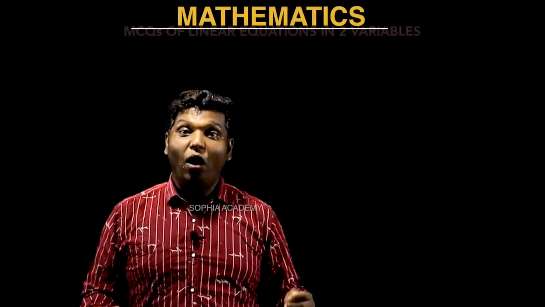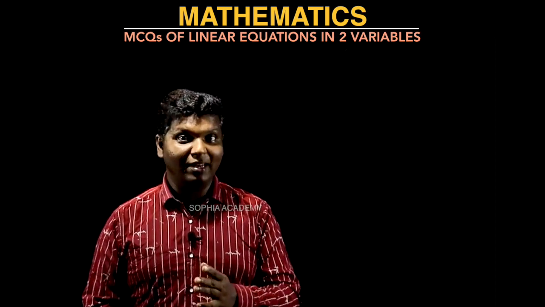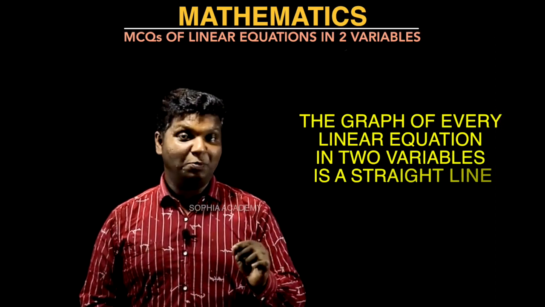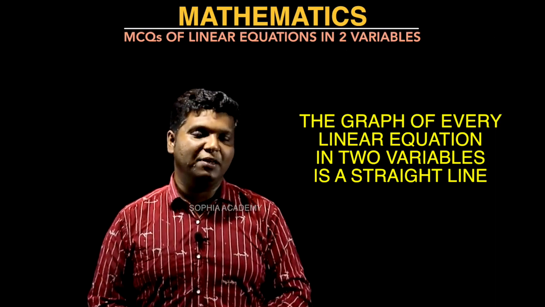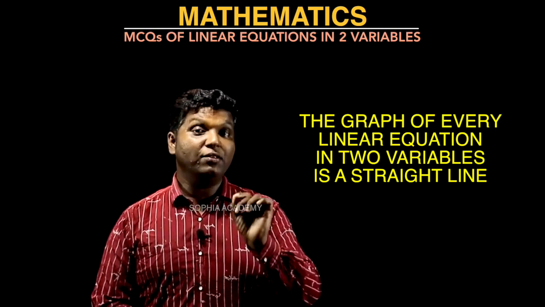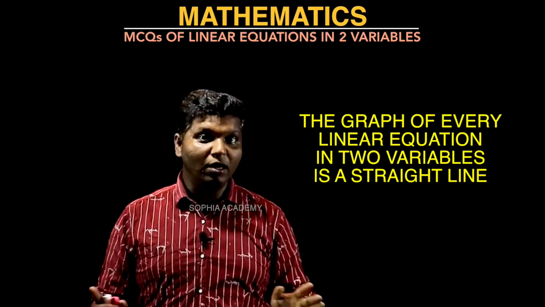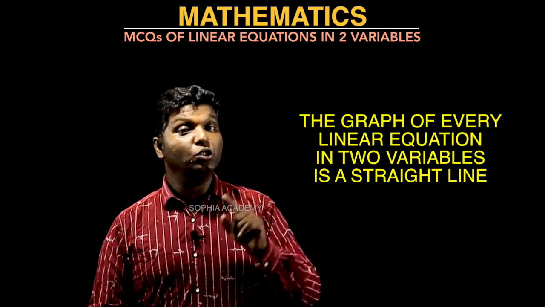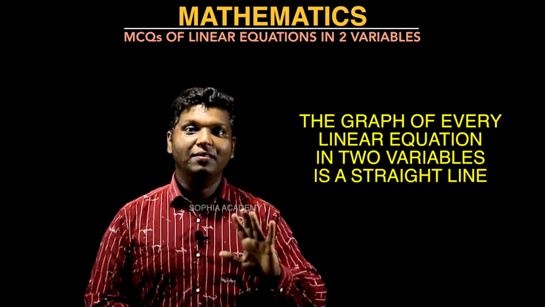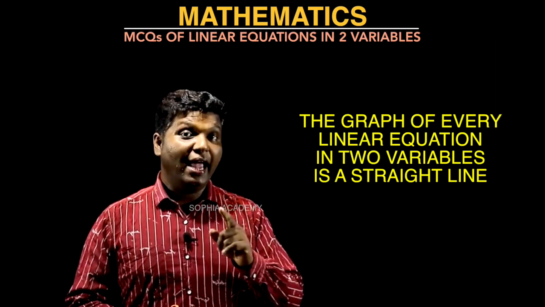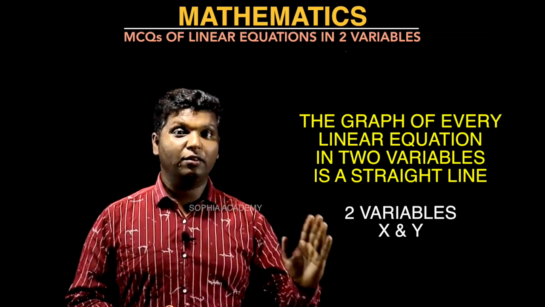So dear students, already we have studied about linear equations. We know what is a linear equation, right? Any equation whose graphical representation is a straight line is what we call a linear equation. And linear equation in two variables means there are two variables, just like the name says, namely x and y. One is x and another one is y.